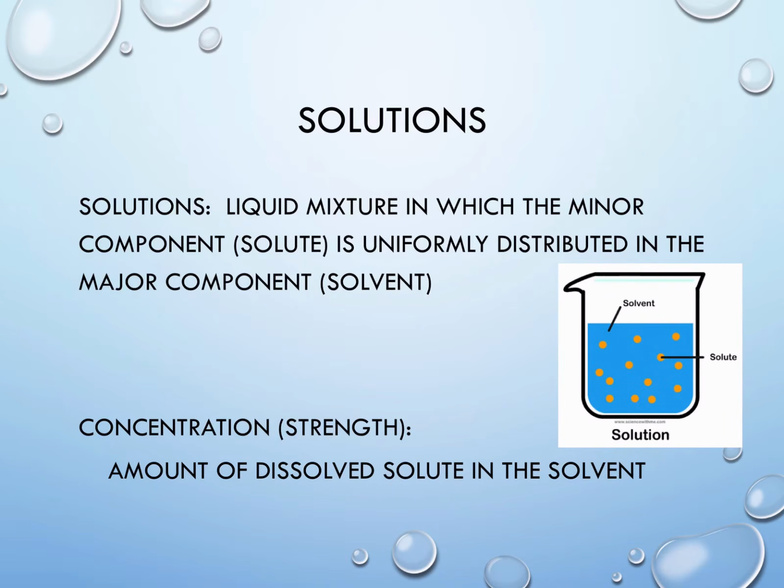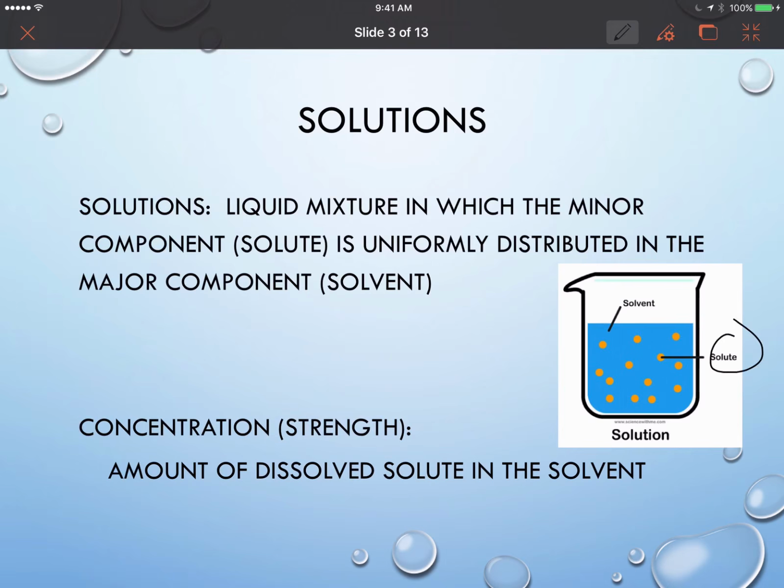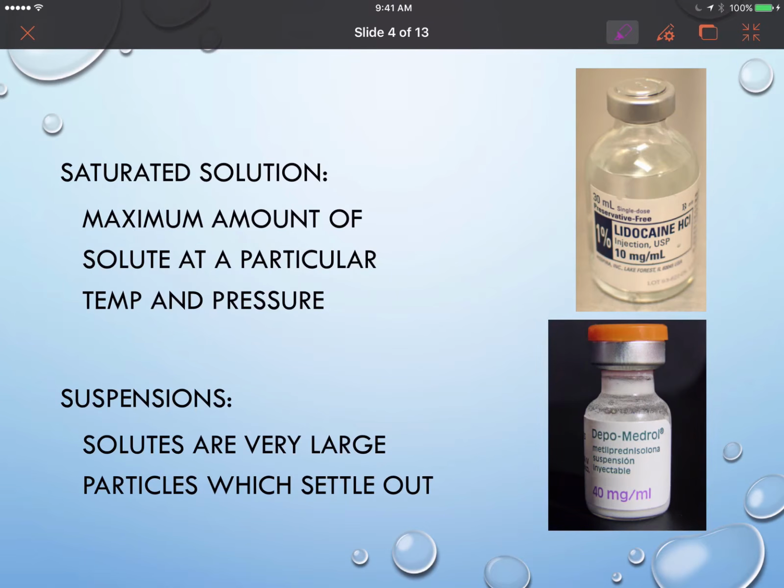Let's review solutions. A solution is a liquid mixture in which the minor component, or the solute, is uniformly distributed in the major component, or the solvent, which is in this case a liquid. The concentration of this solution, or the strength of the solution, is the amount of dissolved solute. If we were to add more solute, we're going to increase the concentration of this mixture. Most oftentimes we use what's called saturated solutions when we're looking at drug mixtures or IV fluids. You can see this 1% lidocaine solution is a clear solution. It's saturated. It's got the maximum amount of solute in it that it can hold.